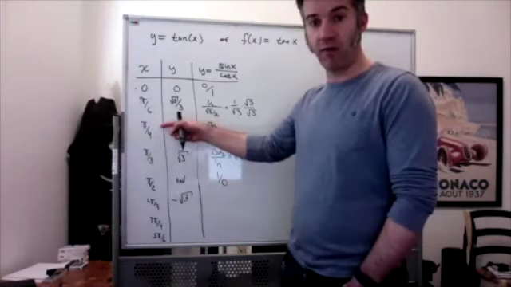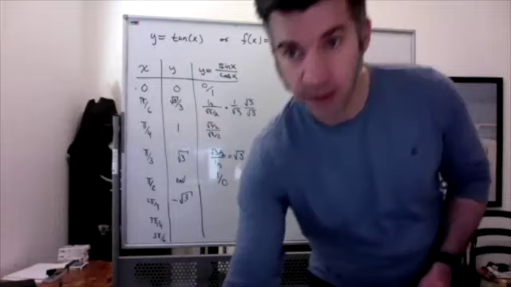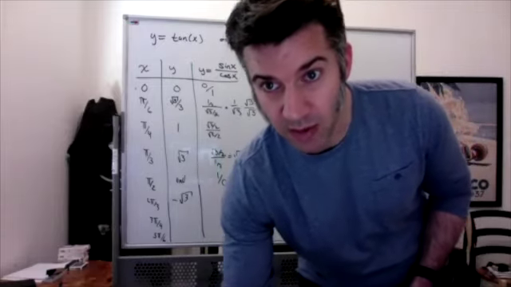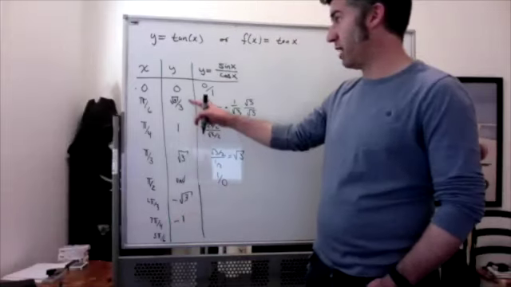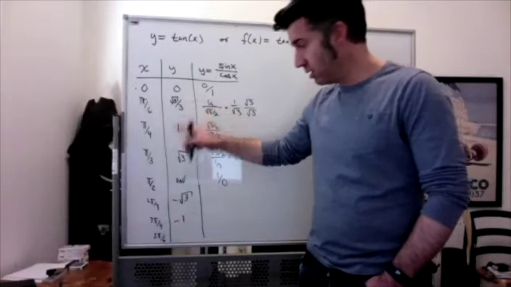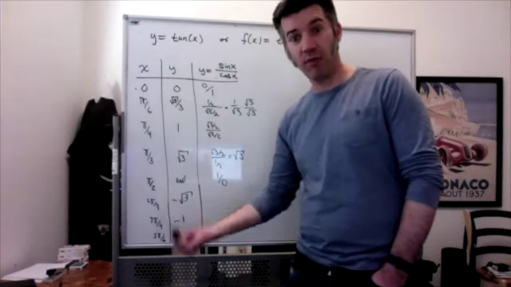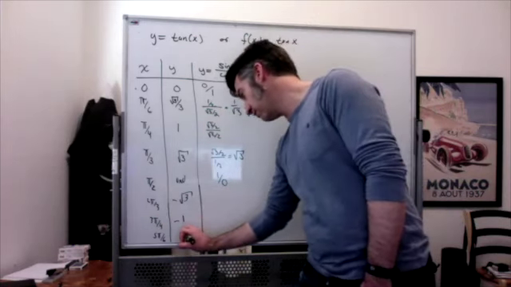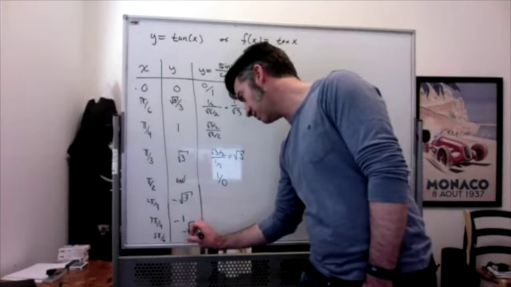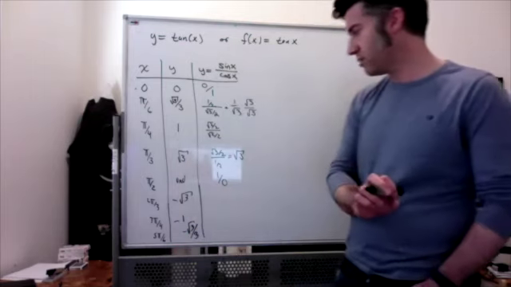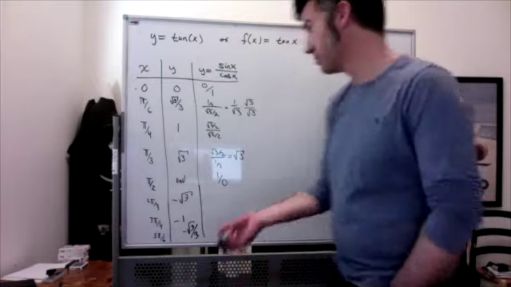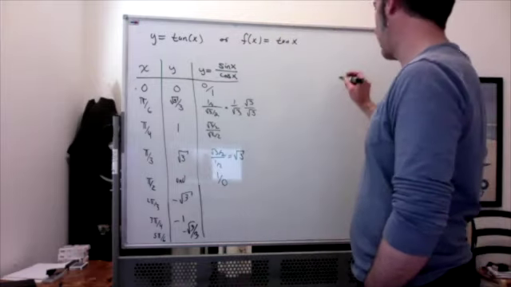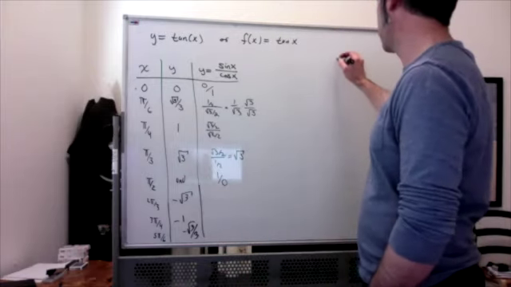Tangent of pi over 4 was 1. Tangent of 3 pi over 4 is going to be negative 1. Tangent of pi over 6 was the square root of 3 over 3. Tangent of 5 pi over 6 has the same reference angle, so it's going to have the same value, except it's going to be negative since it's in quadrant 2. I ran out of room, but tangent of pi would also be 0. So let's take a look at graphing this. Do I have enough room? Yeah, enough room.